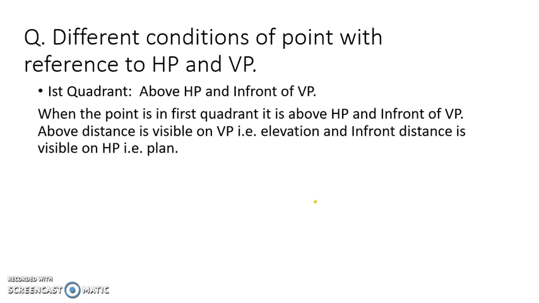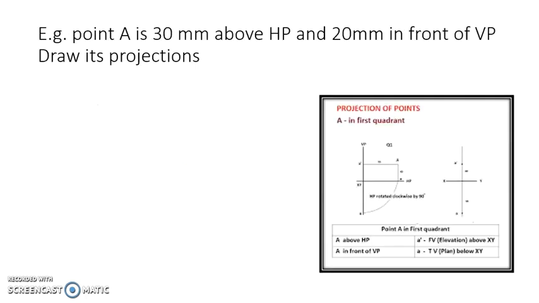Now, different conditions of point with reference to HP and VP. When the point is in first quadrant, it is above HP and in front of VP. Now, above distance is visible on VP, that is elevation, and in front distance is visible on HP, that is plan. So this is the condition of point when it is in first quadrant.